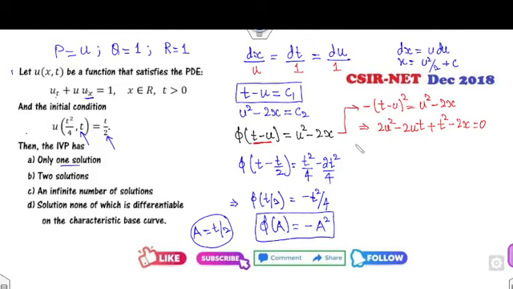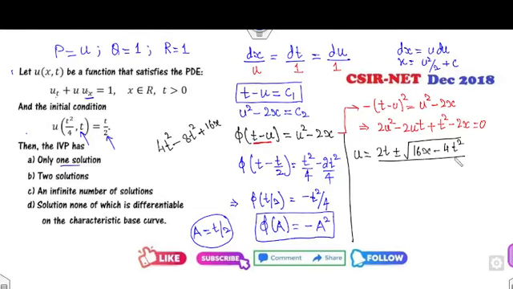Now my target is to find the value of u. It's a quadratic equation. So u will be minus b plus minus square root of b square. So b will be, sorry, it's 2 times t. What is the b square? 4t square minus 8 plus 16x. So that will give you 16x minus 4t square divided by 2a. So now it has a plus minus sign. So that means you will get two solutions. Only one solution cancel, two solution possible. Because it does not involve any constant, so infinitely many solutions cancel.